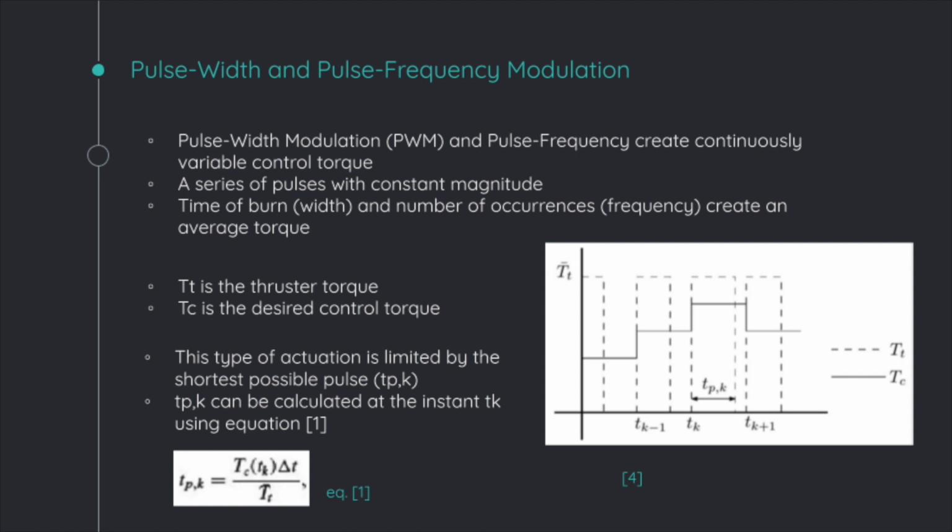In this type of control, a measurement is taken at each sample period, and a control torque is calculated accordingly. In Figure 4, the solid line T_C represents the commanded control torque over time. On the other hand, the dotted line T_T illustrates the torque produced by the thruster during firing. An equation is employed to determine the duration of each pulse, considering T_C of T_k as the commanded control torque at time T_k and delta T as the time between samples. By employing this method, the average torque exerted throughout the sample period aligns with the average commanded control torque.